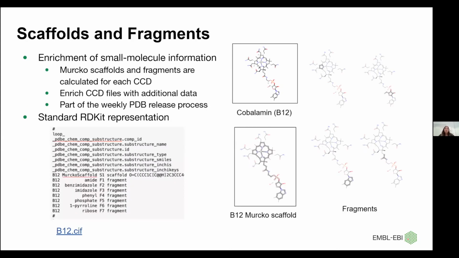Apart from these bound molecules, we also enhanced our information for scaffolds. We identify Murcko scaffolds and fragments for each chemical component in the archive. This is done as part of a weekly process. Here I have shown you the example of cobalamin, showing the Murcko scaffold and all its various fragments. All this data is available on our FTP and is updated weekly. This information is also represented in RDKit standard representation in a zip file. And here I have given a link in case you want to access this information.